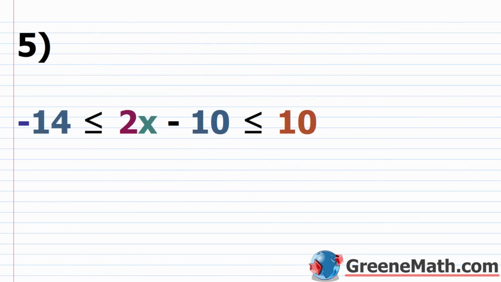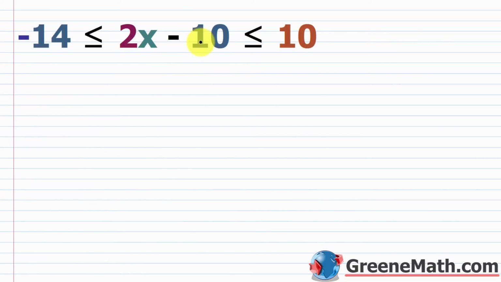Okay, let's look at problem number 5. So we'll have 2x minus 10 is greater than or equal to -14 and is less than or equal to +10. So let's add 10 to each part here. So add 10 to everything.